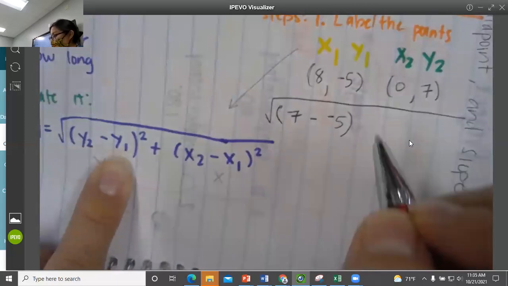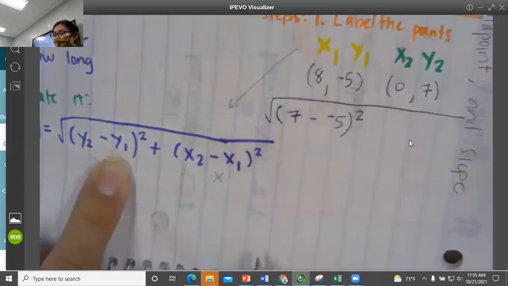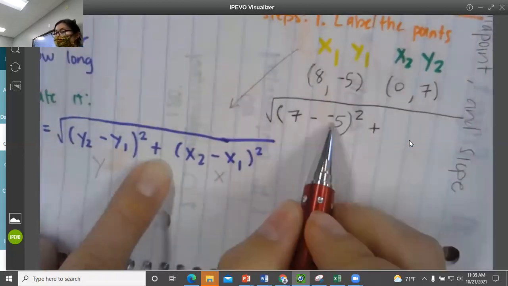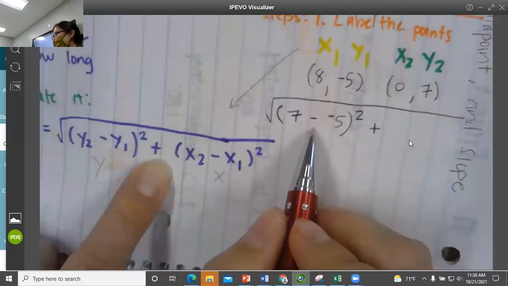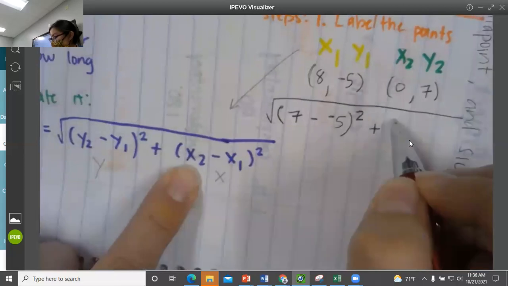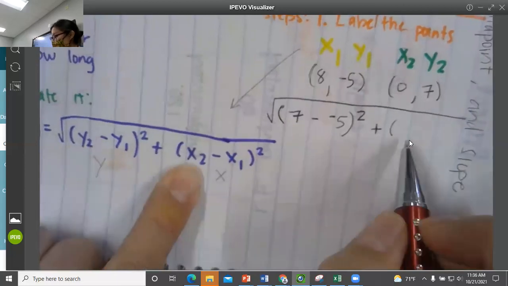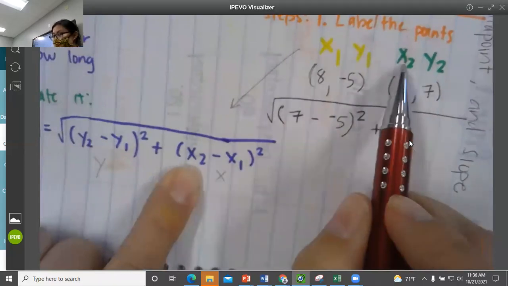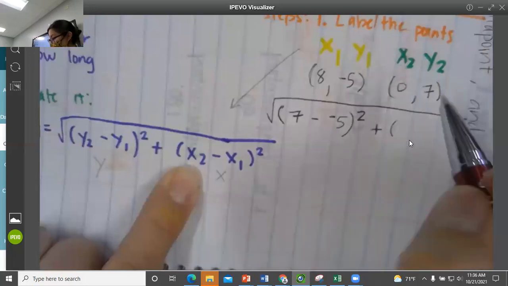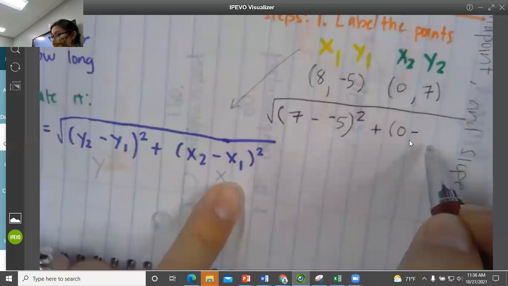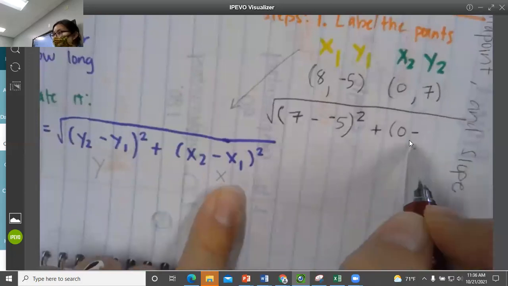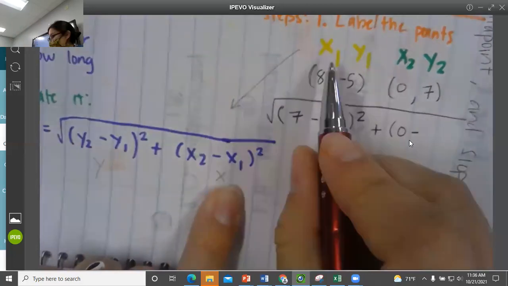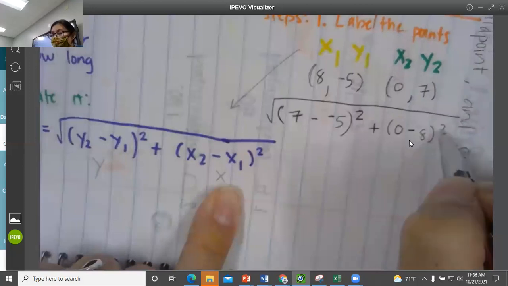Okay? And then after that, you have to put the squared. And then after that, you have to put the plus. When it's minus and there's a negative, you have to put minus negative. You have to have them both. All right, and then you put parentheses. X2, can you tell me X2, Ashton? Yeah. Minus X1. Demarian, can you tell me X1? X1, yeah, sure, 8. Close the parentheses, squared.